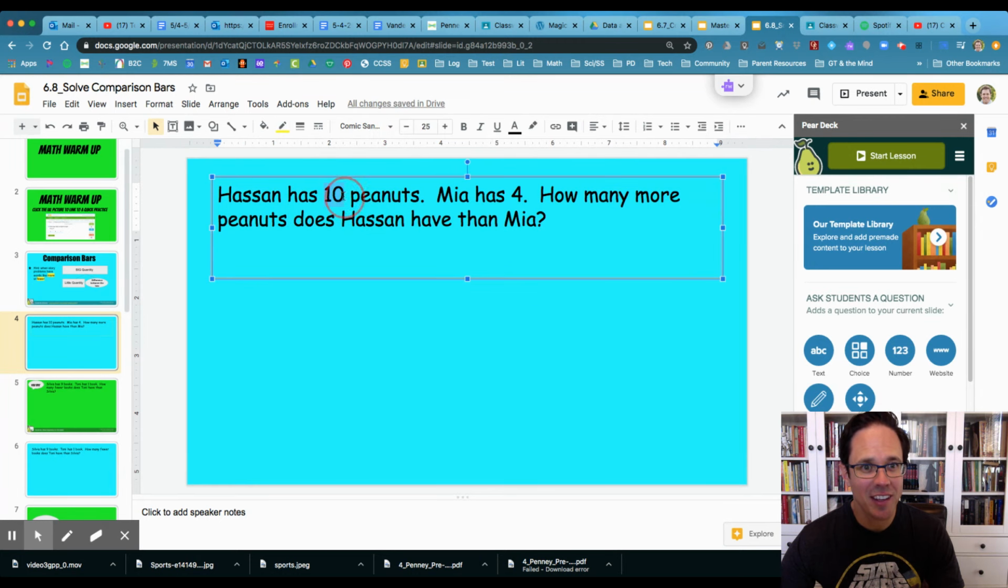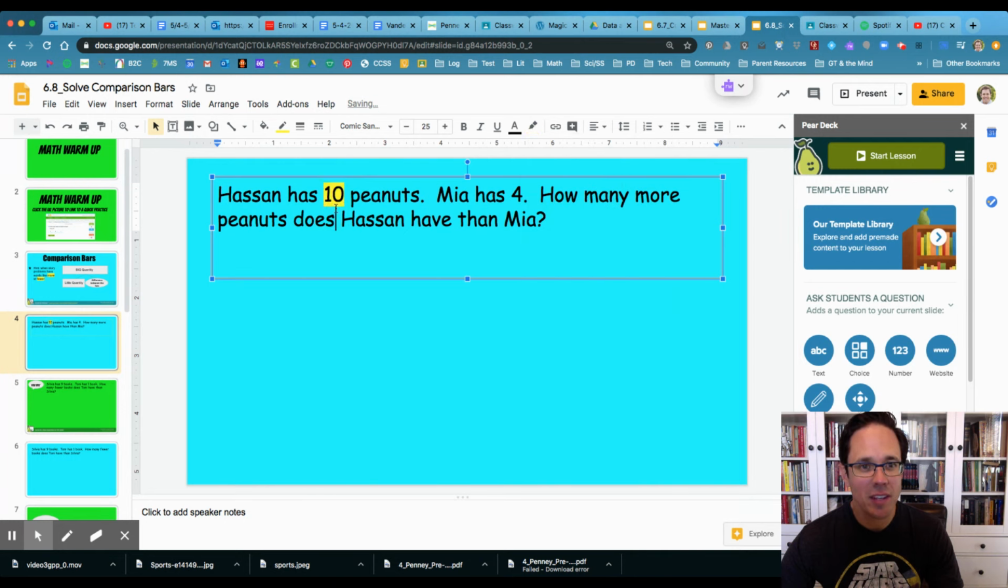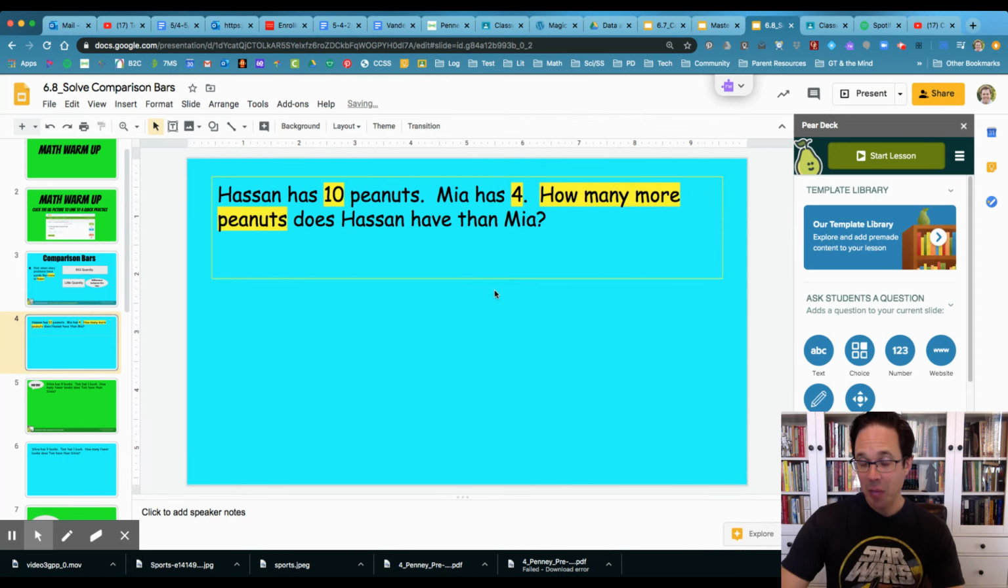Oh, that's funny, that highlighted the wrong thing. Silly Mr. Penny. Okay. Hassan has the 10 peanuts. That is very important. Mia has the 4 peanuts. Also important. And how many more peanuts does Hassan have than Mia? So we're looking at how many more peanuts. Okay, so that's the other important aspect. We have to keep all of those things in mind.